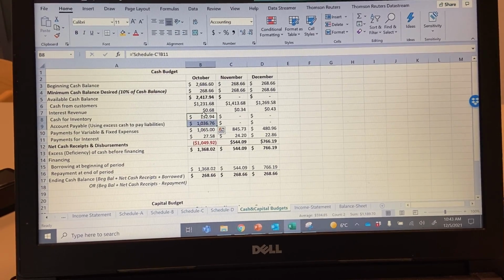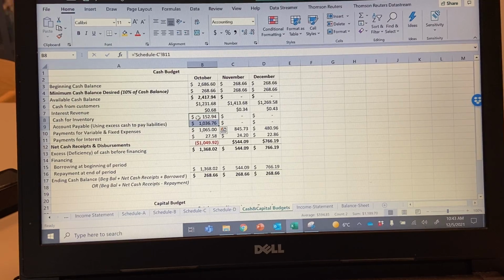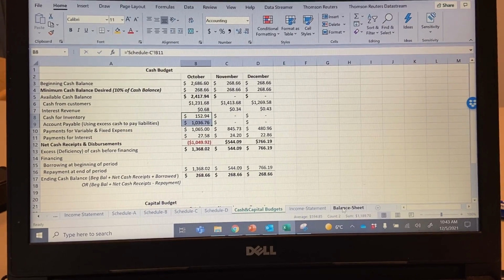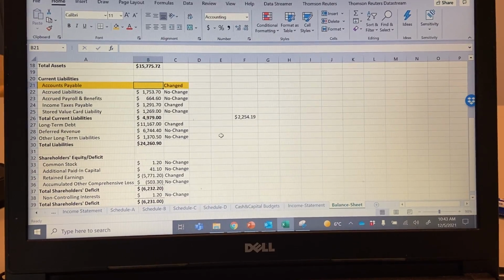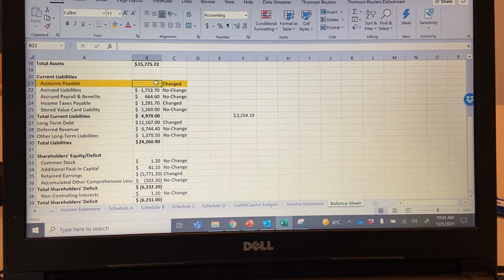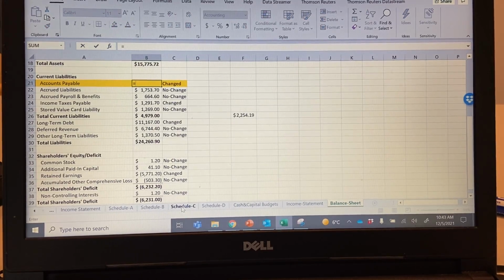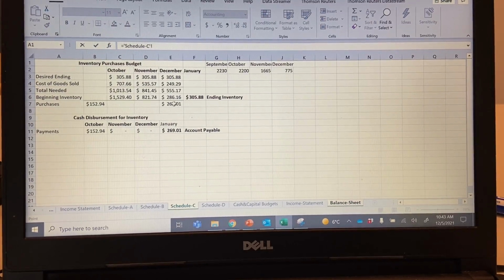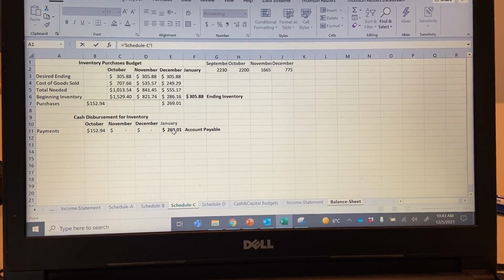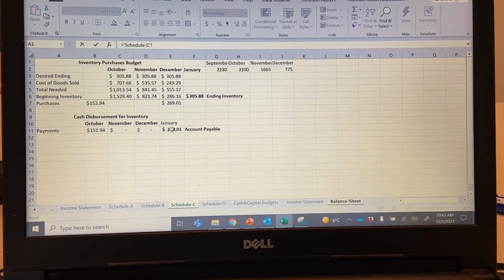So these two numbers together, the 15294 and the 1036.76, that's the 1189.7, the original account payable. So that's completely paid, so I delete it. But what does exist is from Schedule C. We made a purchase in December of inventory. When do we pay for it? January. That makes this an account payable.